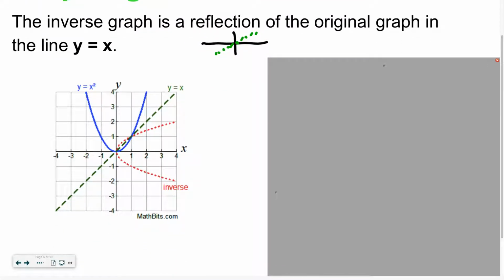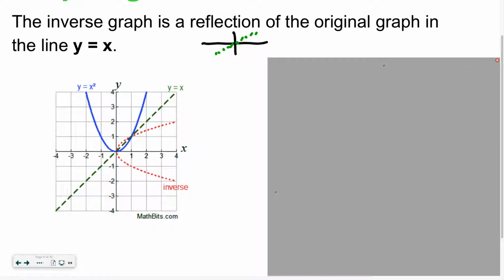So the blue graph is y equals x squared, just a regular parent graph for a parabola. I've got the dotted green line, which is the line y equals x. And can you see visually that the red graph is just the reflection of the blue graph over the line y equals x?